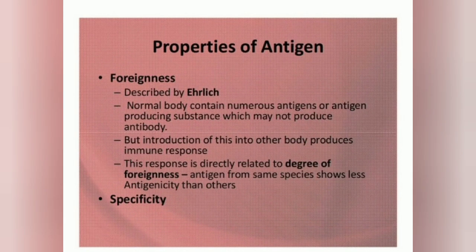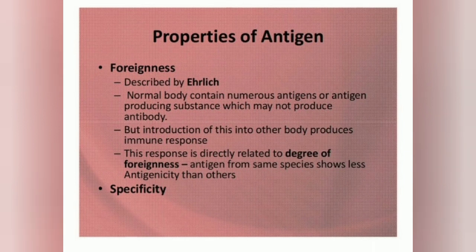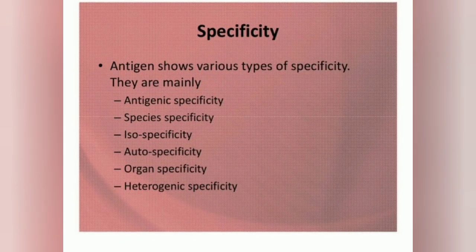Here is a term, foreignness, described by Ehrlich. The normal body contains numerous antigens or antigen-producing substances which may not produce antibody, but introduction of these into another body produces immune responses. This response is directly related to the degree of foreignness. Antigens from some species show less antigenicity than others.